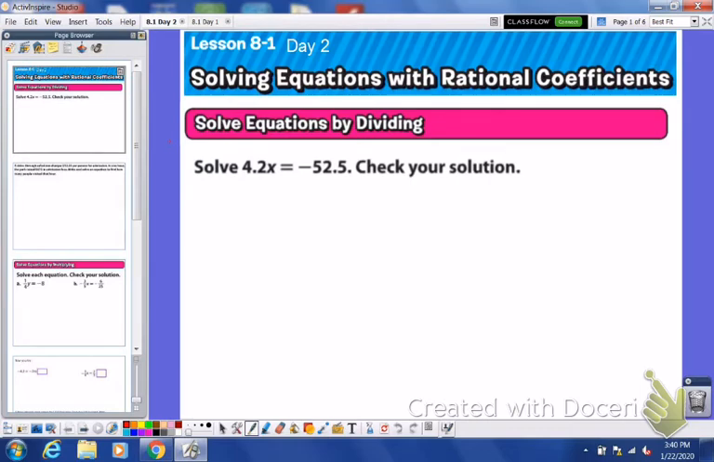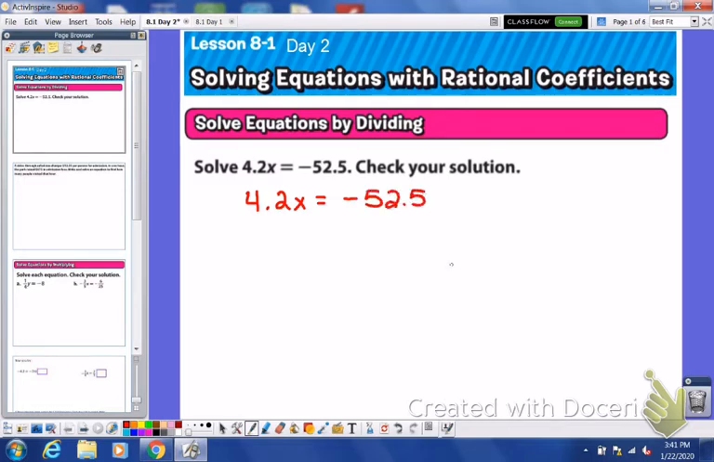So solve 4.2x equals negative 52.5. Then check your solution. Now we know from previous chapters, previous lessons, that anytime a number is right next to a variable, we are multiplying. So our inverse operation of multiplication would be division. If I bring this question down just so we have more room, 4.2x equals negative 52.5.